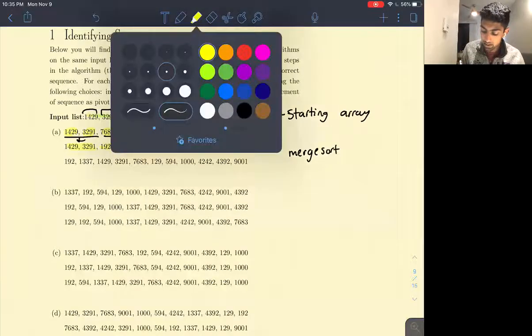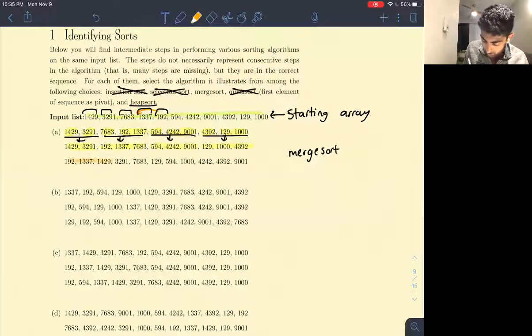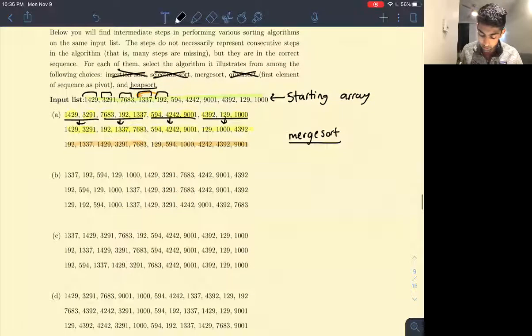And then what we see is that these yellow chunks get merged into these orange chunks in the next pass. So we see that what we're doing is just merging these chunks together, and that's indicative of merge sort. Okay, so let's move on to the next one.